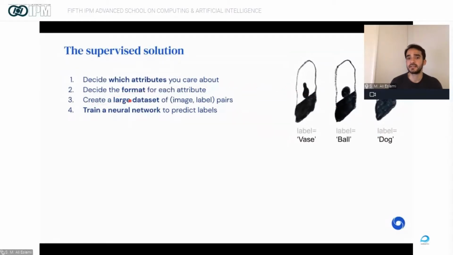Then you create a large data set of images and labels, like I have here on the right, and then you train a neural network to predict those labels. And if your data set's big enough and your neural network is big enough also, then you can get really good results. And in industry and academia, we've seen this play out extremely well over the past 8 years or so.